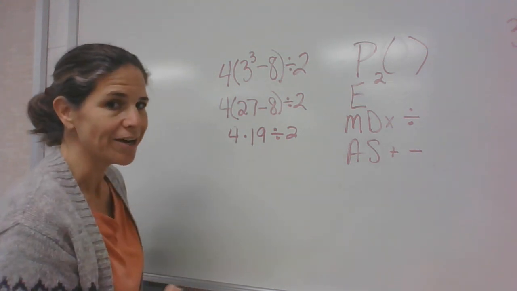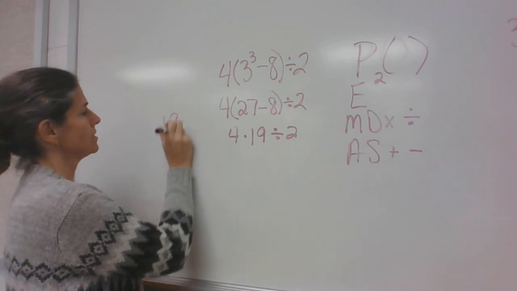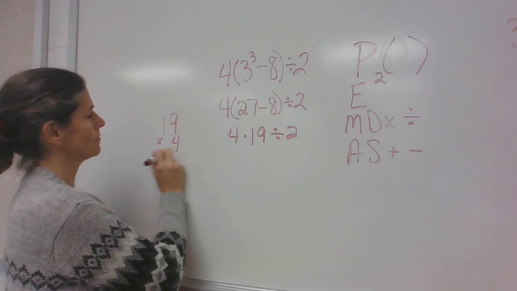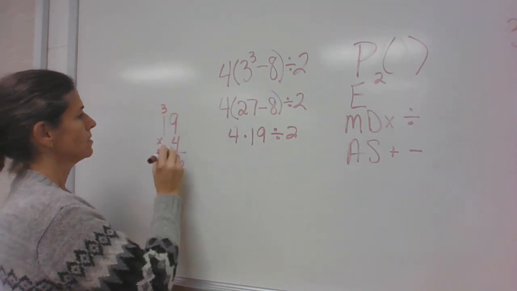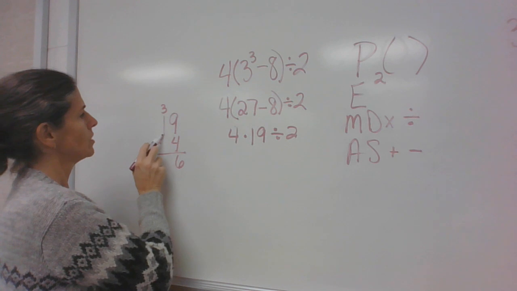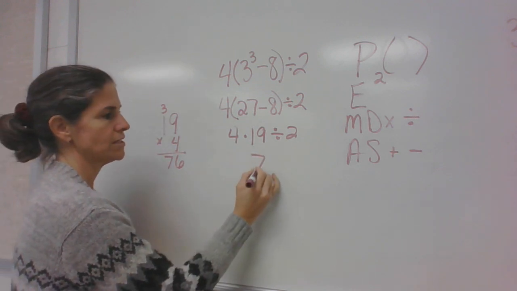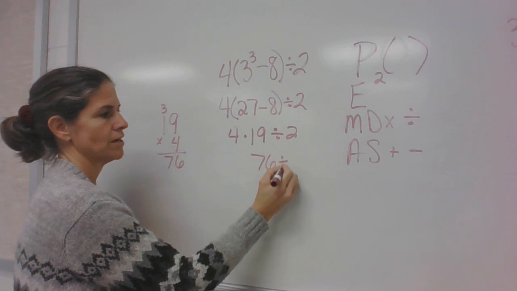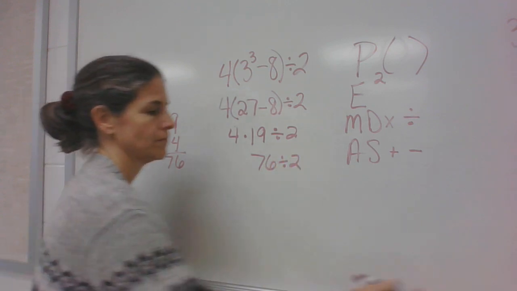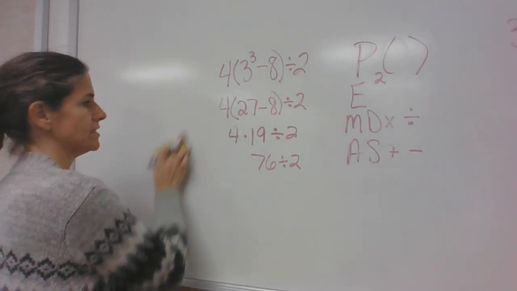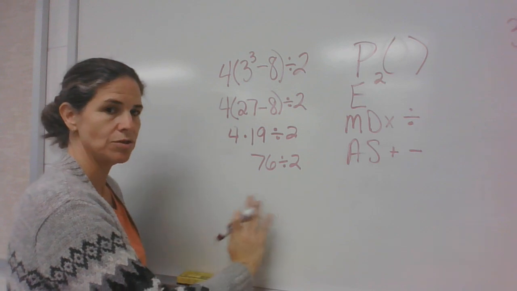I don't know about you, but I don't know 4 times 19 off the top of my head. So 19 times 4. 4 times 9 is 36. 4 times 1 is 4, plus 3 is 7. So I have 76 divided by 2. See how I rewrote that step already? And then I have to do 76 divided by 2. I know it's an even number, so it will go into it. There's no remainders.